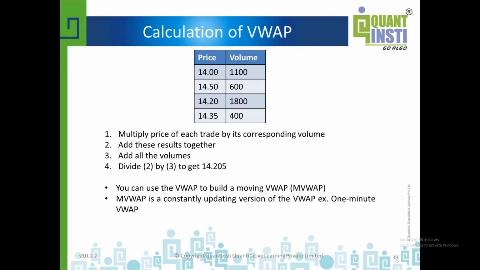I hope the calculation of VWAP is clear. Multiply price with corresponding volume, and add. Remember, I used a very neat trick in Excel, SUMPRODUCT. That's a very simple way of doing it.